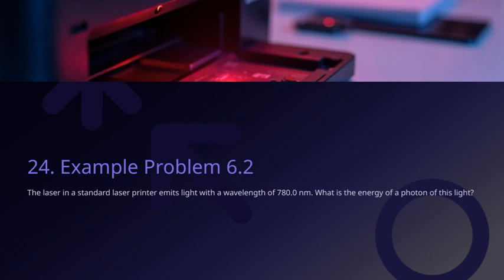This is important because the energy of the photon influences how the laser interacts with materials, like the toner and paper in our printer. To find this energy, we'll use the fundamental relationship between energy and wavelength, which involves Planck's constant and the speed of light. As we go through this example, keep in mind that understanding photon energy helps us grasp how lasers precisely target and manipulate materials, which ties into the broader themes of light-matter interaction and the applications of quantum mechanics.